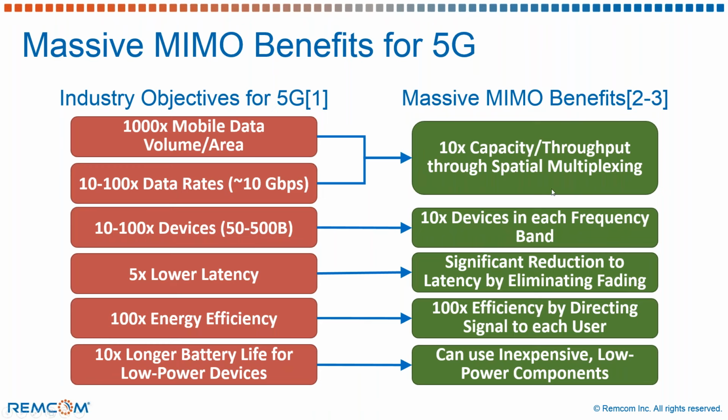So when we look at massive MIMO to see how it addresses some of these, you can see that there are estimates that massive MIMO provides about a 10 times increase in capacity and throughput through spatial multiplexing. It allows for tens of devices, 10 times or more in each frequency band. It provides a significant reduction to latency by eliminating multipath fading. It allows for much more efficient use of energy and spectrum by directing the signal to each user. Estimates are that this can provide approximately 100 times efficiency. And because it's directing beams to individual users rather than transmitting over an entire small cell indiscriminately, it can use inexpensive, low-power components.